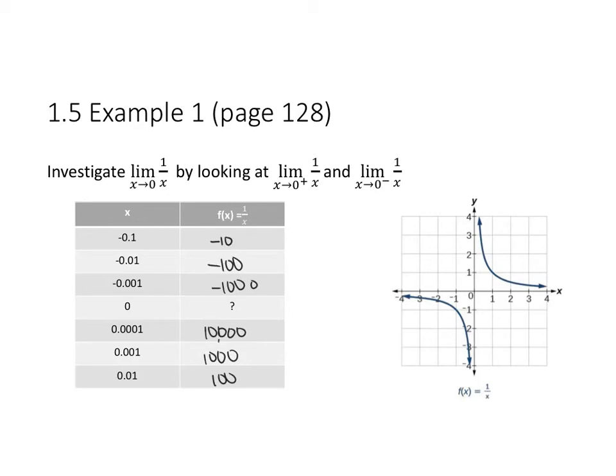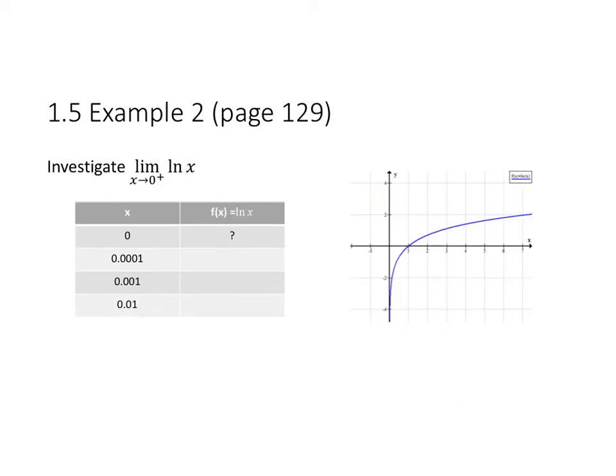So hopefully you got similar numbers to me when I filled in the chart. And you can see that as we approach 0 from the left, we're going towards negative infinity. And as we approach 0 from the right, we're going towards positive infinity. Since these are not approaching the same infinity or the same number, we would say the limit does not exist for these. And let's see that on the graph as well. As I approach 0 from the left, you can see I shoot down to negative infinity, and as I approach it from the right, you can see I shoot up to positive infinity.